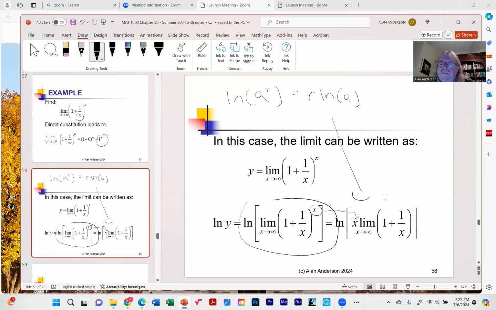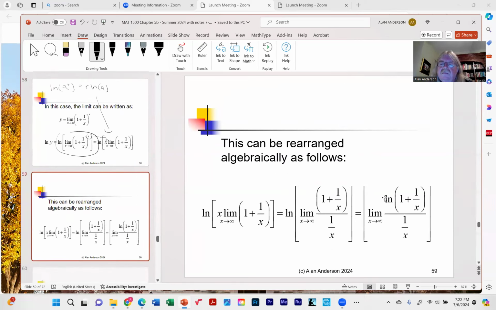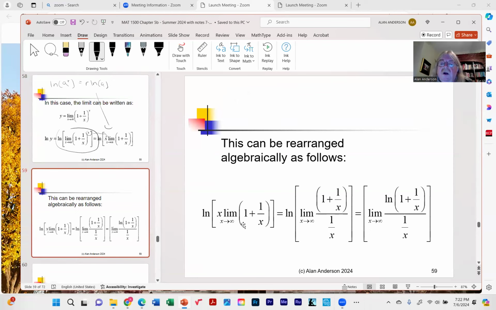Well, fine. Now what do we do? Well, here's what we're going to do. Now, you're looking at it and saying, what's going on here? This x, multiplying by x, is the same thing as dividing by 1 over x. So why are we doing this? Well, you'll see in a minute. We're going to take the log of this expression. And by the way, if you notice, the log of this limit is the same thing as taking the limit of the log. So you notice how the log moved inside.